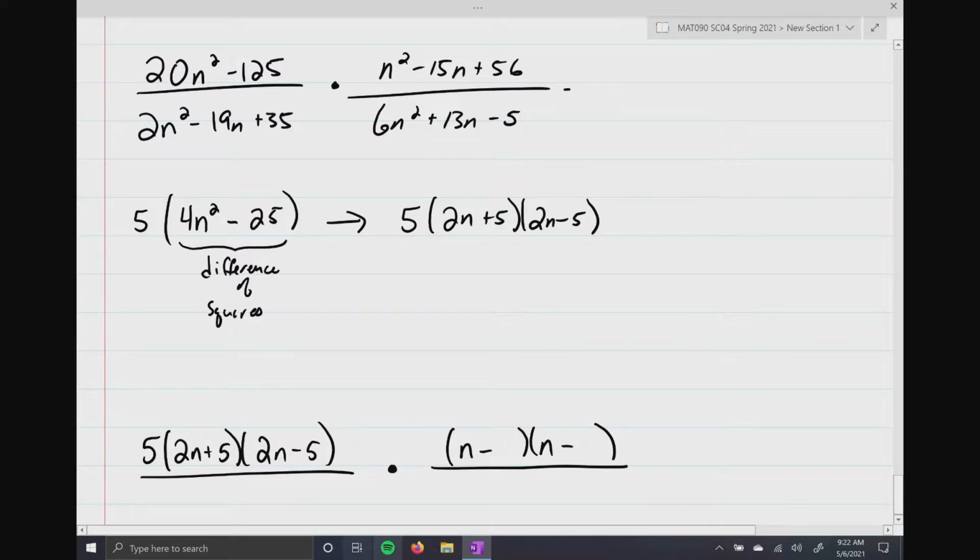Both signs are going to be negative, so I just need 2 numbers that multiply to give me 56 and combine to give me negative 15. And that's going to be n minus 7 and n minus 8.